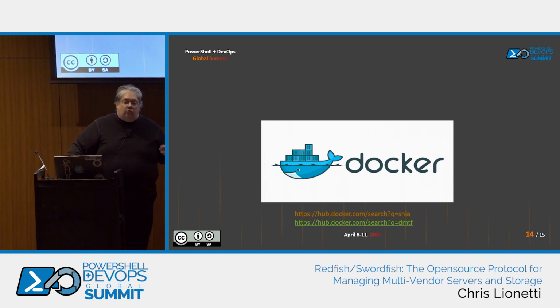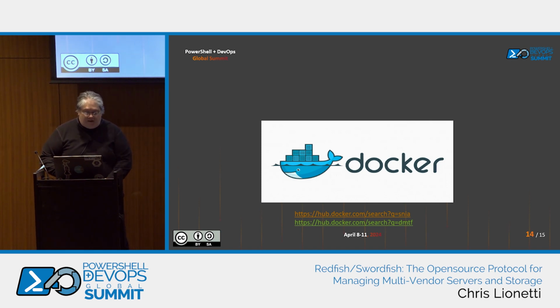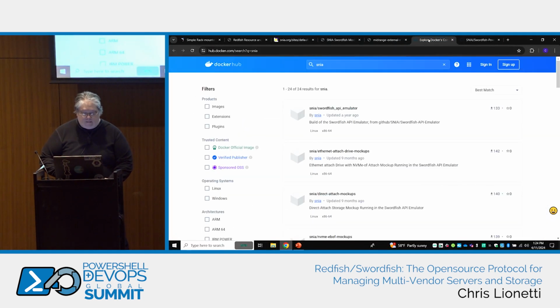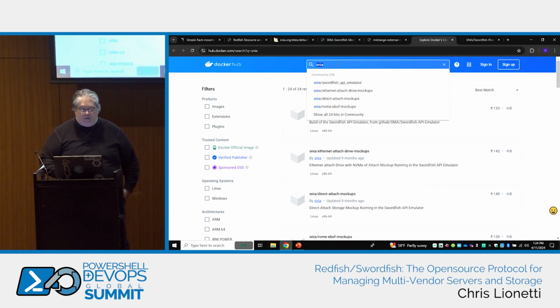So if you would rather run your own instance of an array that lives on site that responds to Swordfish or Redfish, we have both Docker instances for Swordfish and Redfish. So in fact, you'll notice if you go to Docker, and you type in the keyword SNIA, you'll see we have a Swordfish API emulator, we have an Ethernet attached drive mockup, we have direct attached drive mockups, we have NVMe enterprise box of flash mockups.